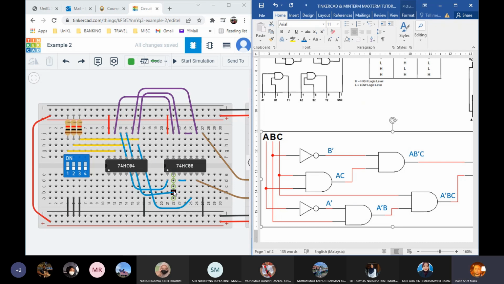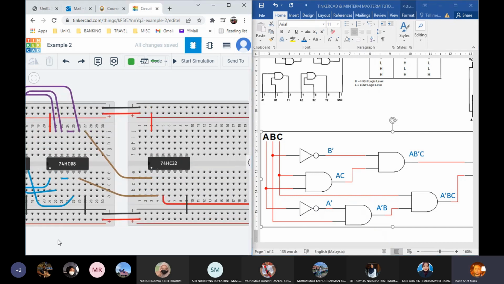Okay, then this will become A bar dengan B. Saya sambungkan ke input 2A, yang mana saya akan combinekan dengan satu lagi input iaitu C. So saya tarik satu ni C, jumper masukkan ke input 2B, input 2A A bar B, input 2B C. So dekat output 2 ni jadi A bar B C.